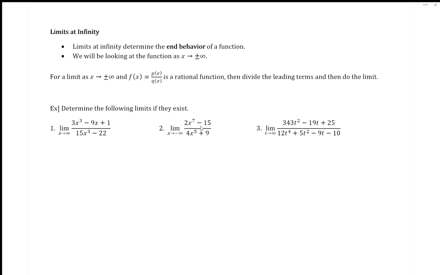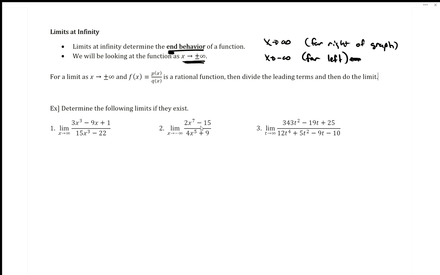Limits at infinity determine the end behavior of a function, and what we'll be doing is looking at a limit as x goes to plus or minus infinity, so one or the other. We say it does the end behavior. As x goes to infinity, that means that's the far right of the graph, or far right of the function. And if x goes to negative infinity, that's the far left. That's why they're called the end behavior, because the far left and the far right are the ends of the graph. So the left end and the right end.